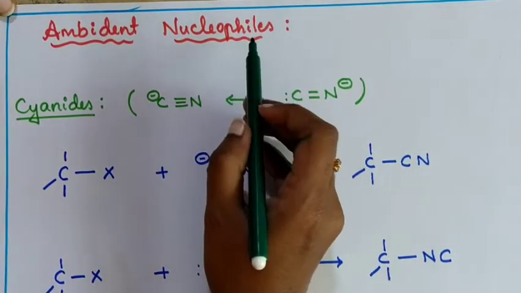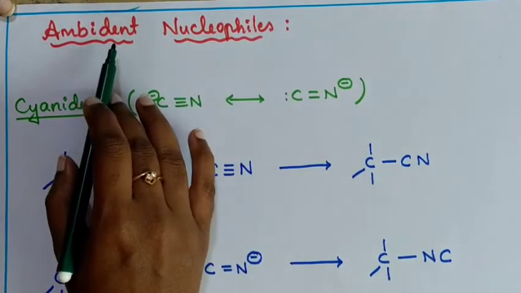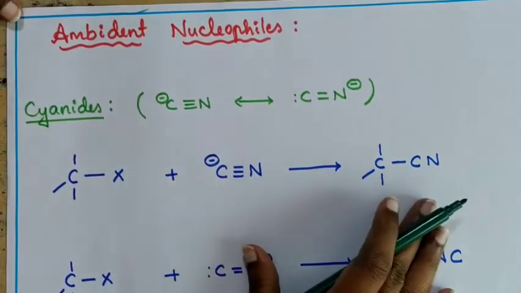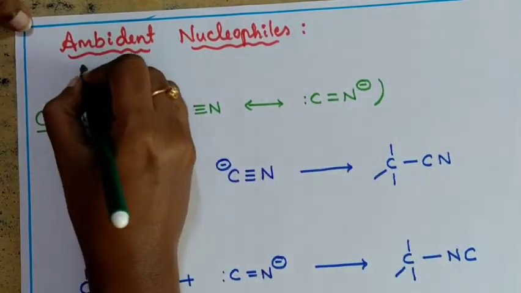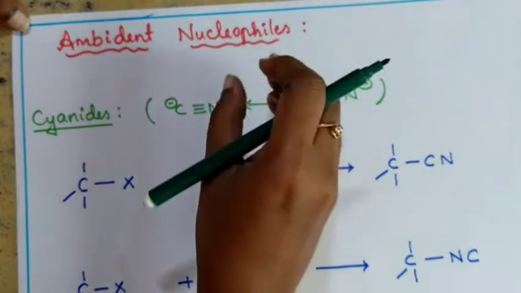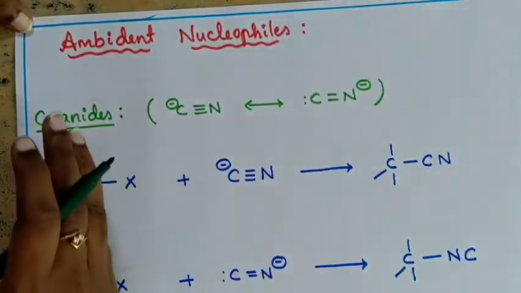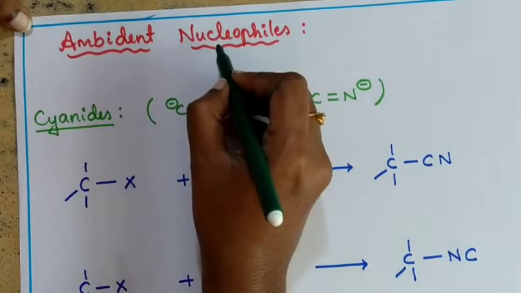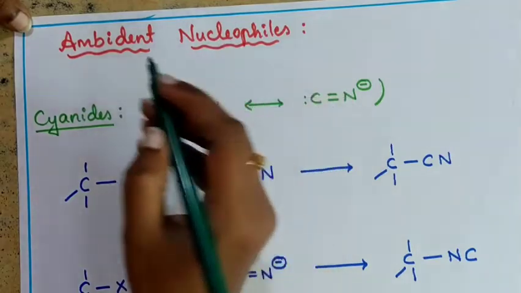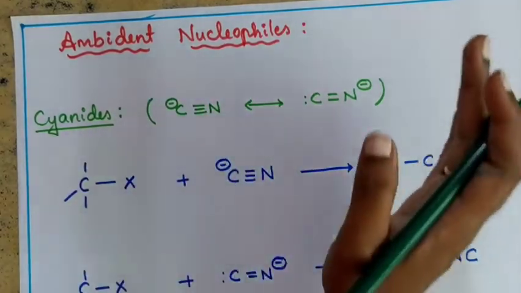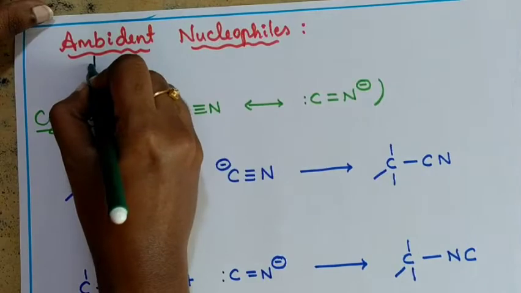There is one more type of nucleophile, that is the ambident nucleophile. Ambident in the sense, the nucleophile is the reagent, no? It is going to attack the substrate. This particular nucleophile is going to attack the substrate from both sides. Ambi means both.